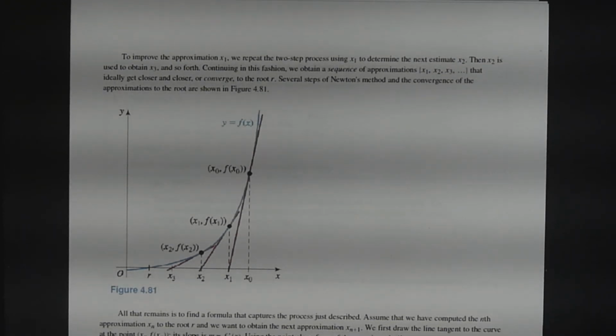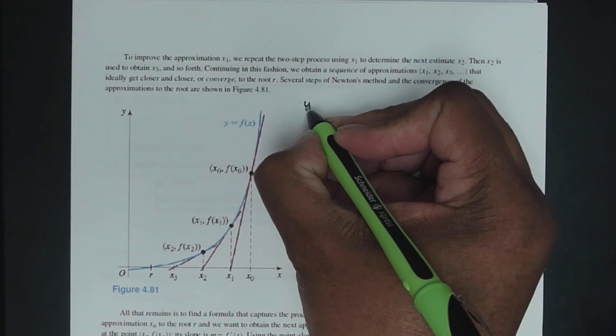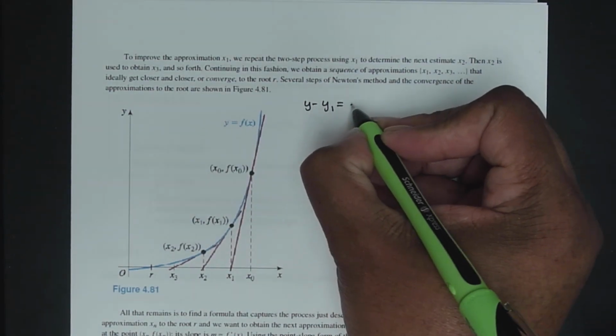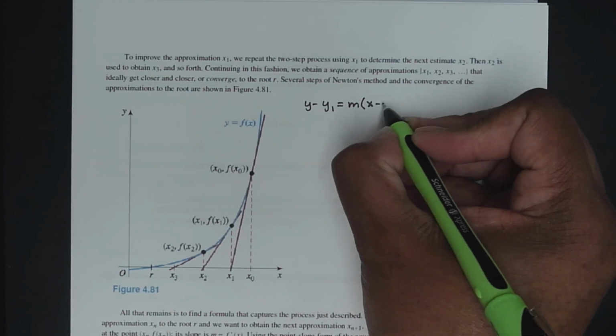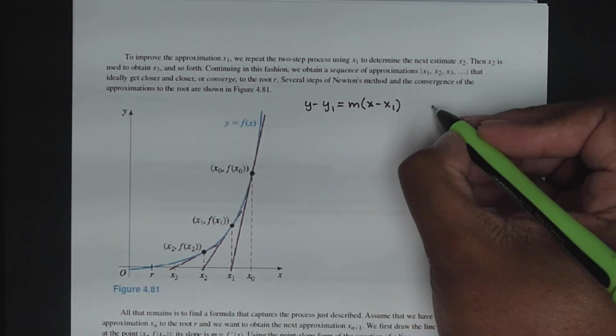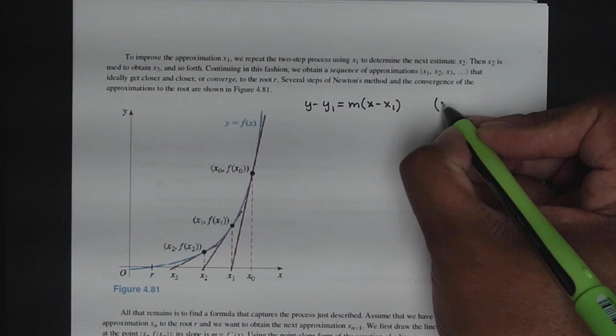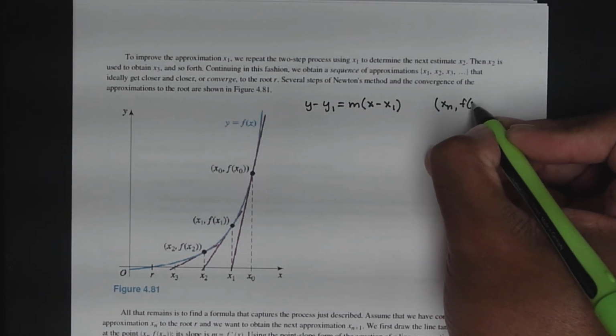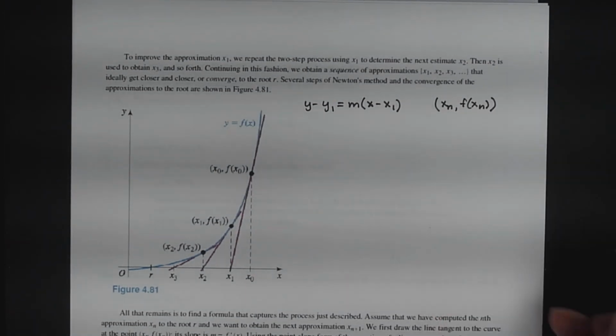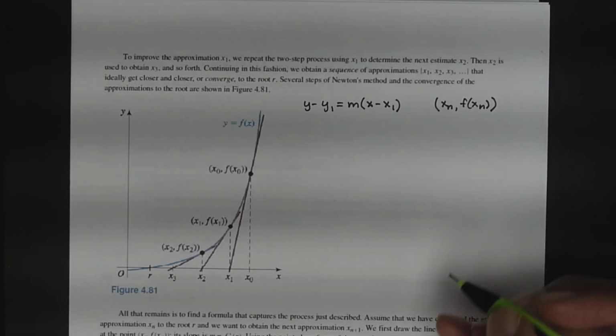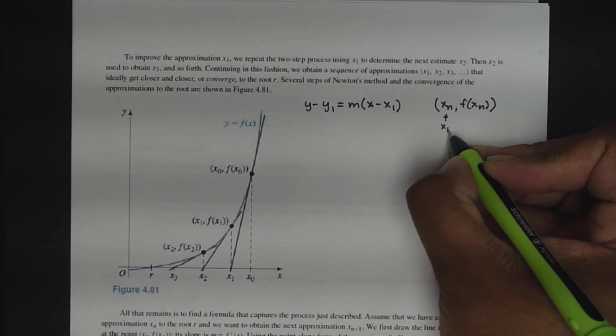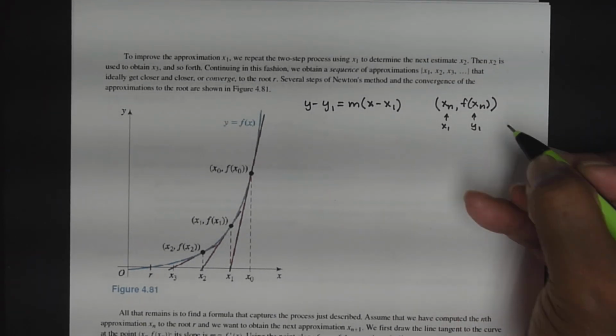Now, what's left is just finding the formula that captures this process that I just got through talking about here. Well, let's start off with that point-slope form for a linear equation, and that is, of course, y minus y1 is equal to m, which is your slope, times x minus x1. Let's say we had this ordered pair, x of n and f of x of n. So in other words, x of n will be x1, and f of x of n will be y1.